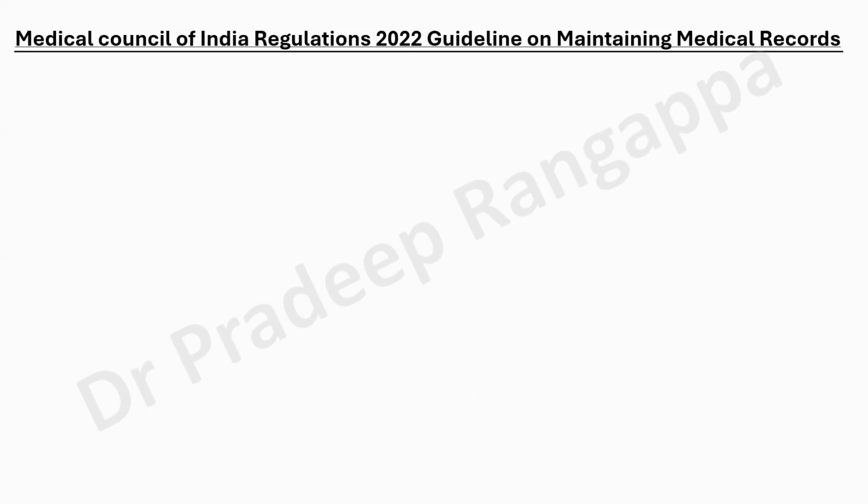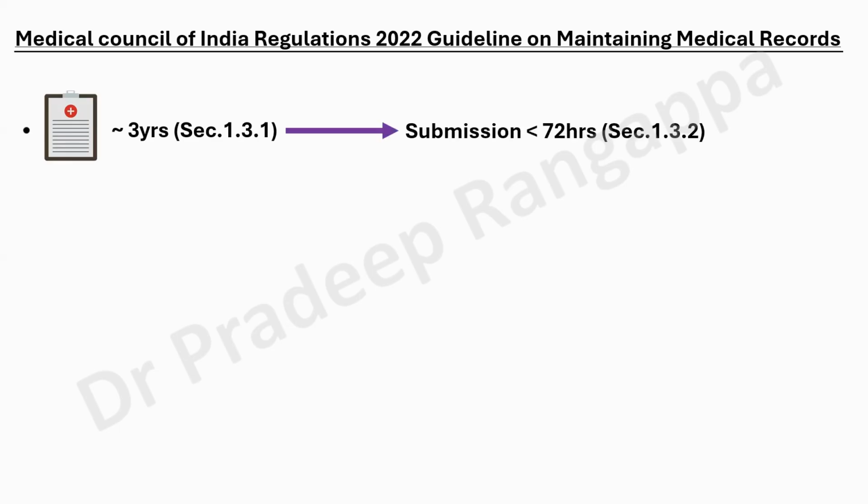So what does the Medical Council of India Regulation 2022 put in as guidelines on maintaining medical records? It puts in certain clauses as to what the key aspects are. As I said, the Medical Council of India, National Medical Commission, suggests all records to be archived for 3 years, and that comes under section 1.3.1. And submission of these records should happen within 72 hours when the court of law asks for the record. The records have to be submitted within 72 hours. This is as per the National Medical Commission, section 1.3.2.